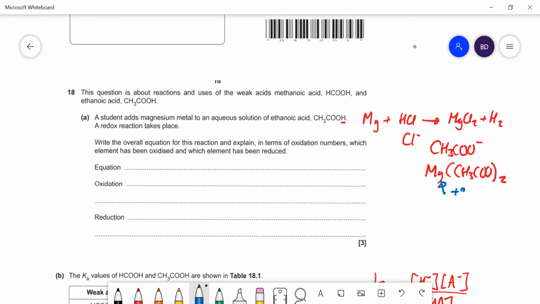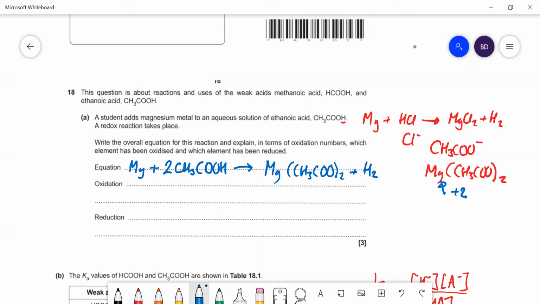Okay, so the equation there, let's write that down. Then we've got Mg plus 2 ethanoic acids goes to magnesium ethanoate and hydrogen gas.